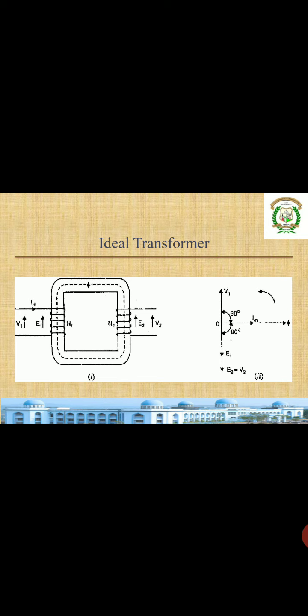And whatever voltage you get at the terminal of the secondary coil, that is V2, the secondary terminal voltage. So here there are no losses. We can consider that E2 is equal to V2 and V1 is equal to E1, because there is no voltage drop in between, because there are no resistances as well as reactances. We can see the phasor diagram here.